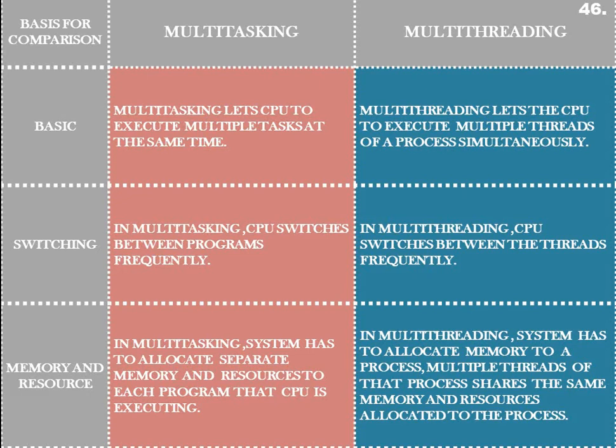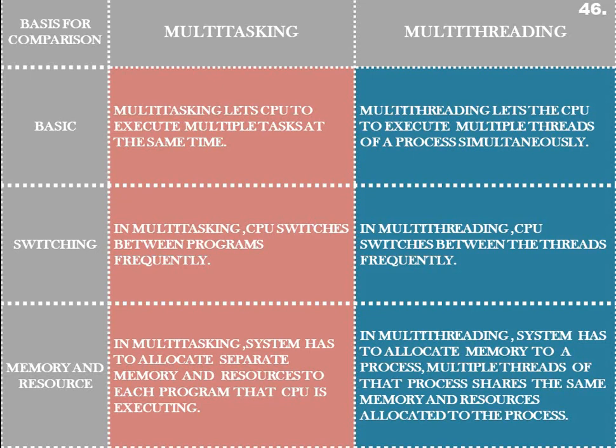These threads belong to a process, so these multiple threads can be executed by the CPU at the same time. In multitasking, the CPU switches between the programs frequently. We are talking about context switching. So multitasking supports the phenomenon of context switching, while in multi-threading, the CPU switches between the threads frequently too. But in multitasking, the CPU switches between the programs. In multi-threading, the CPU switches between the threads.